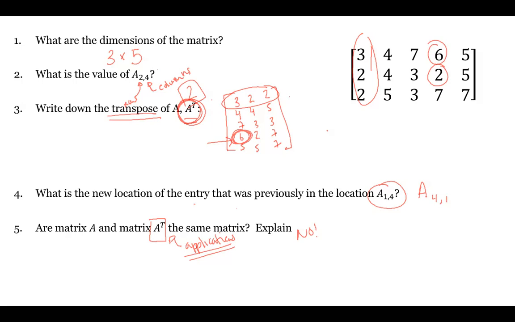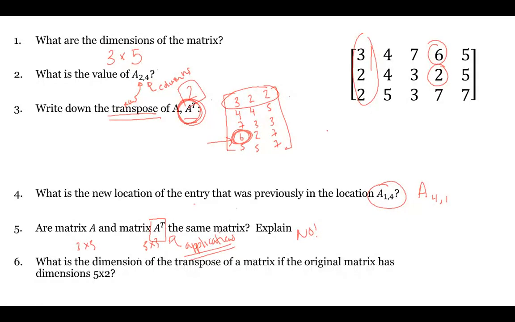Let's say we were dealing with solving a systems of equations. It would be important to know how to do this, right? I'm just thinking ahead a little bit. So no, they're really not the same matrix. They represent the same data, but they're not the same exact matrix, right? One of them is 3 by 5. The other one is 5 by 3. But it does display the same data, just in a different representation. What is the dimension of a transpose of a matrix if the original matrix is 5 by 2? 2 by 5, right? They switch, rows and columns switch.